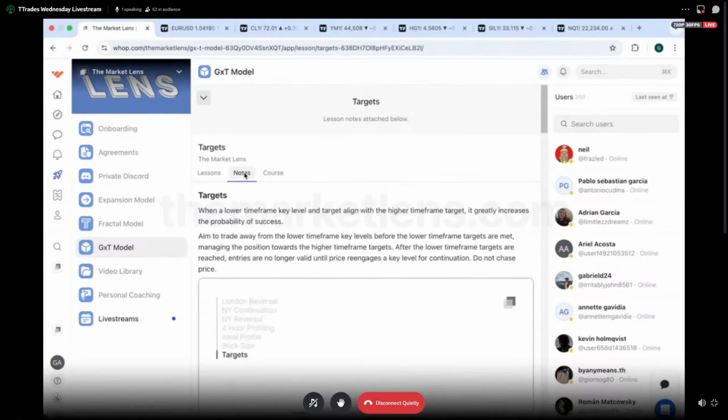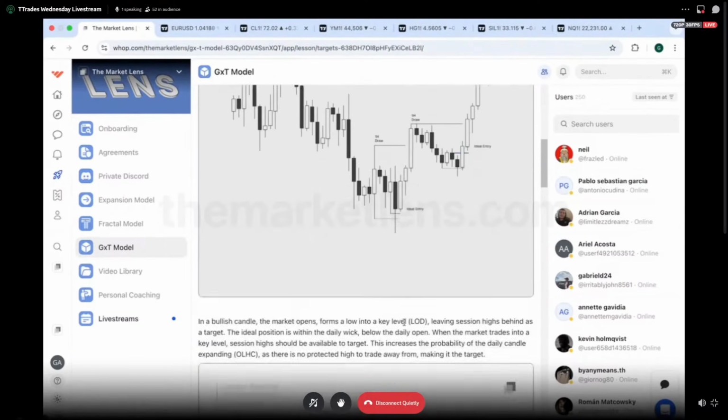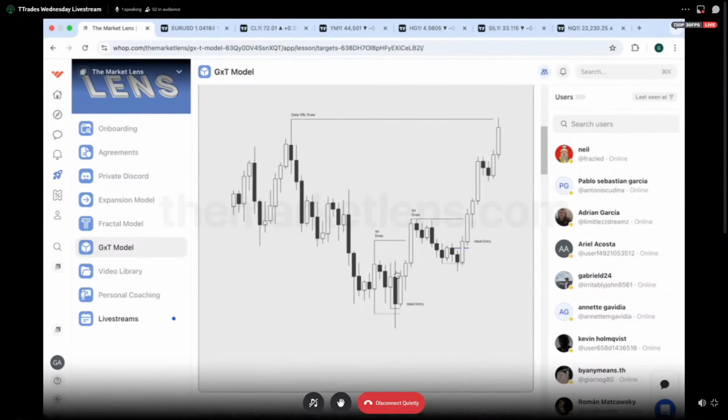Now for targets. This is very important. And I see a lot of people, this may help a lot of people. So what I like to do, let's say I have a higher time frame draw, right? I'm going to revert to 1 hour and 4-hour models supported by the daily candle. So what does that really mean? Let's say we want to trade to this draw, right?